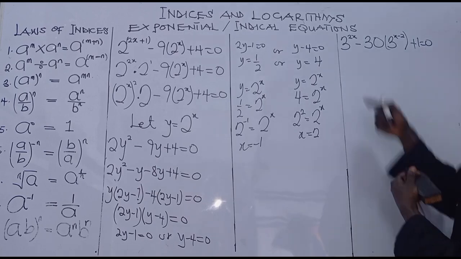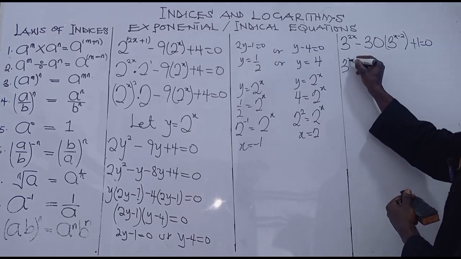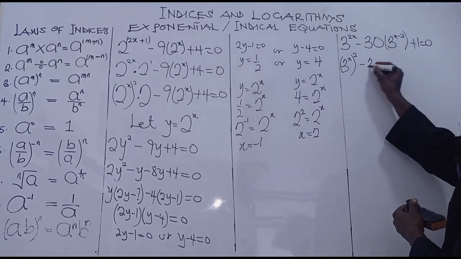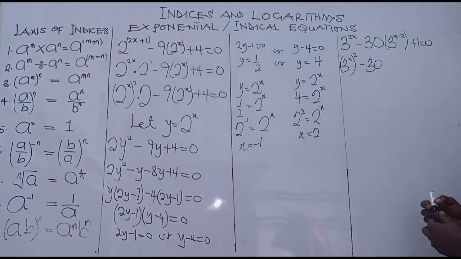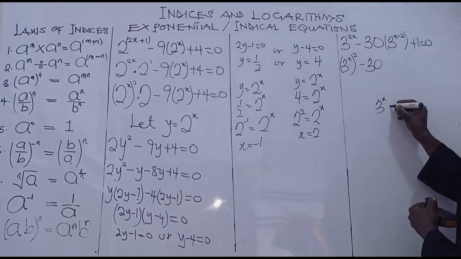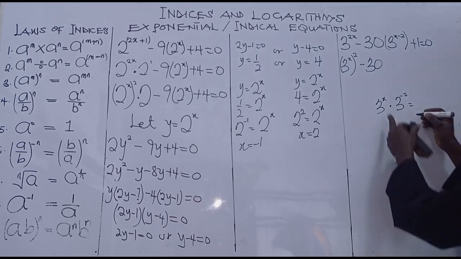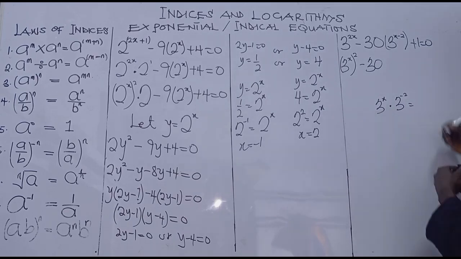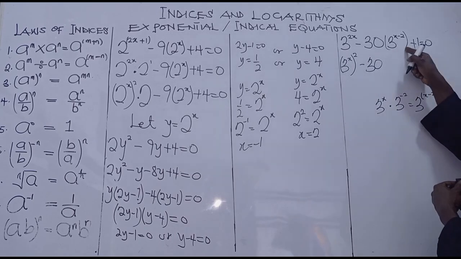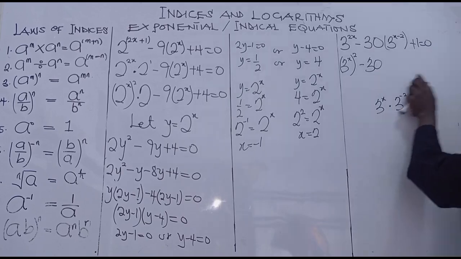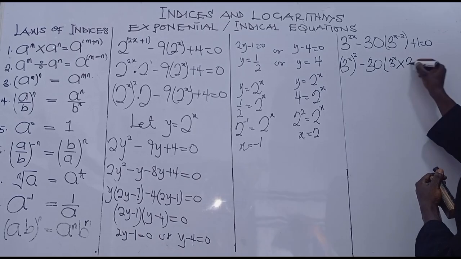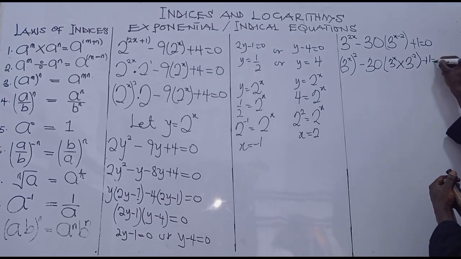Applying the power law, we can write the whole of this as 3 raised to the power x all raised to the power 2. And then we have minus 30. Applying the multiplication law, we can write this as 3 raised to the power x multiplying 3 raised to the power minus 2. Because when you apply the multiplication law on this, we are going to have 3 raised to the power x minus 2, and we are back to the same thing. So we are going to write this as 3 raised to the power x multiplying 3 raised to the power negative 2 plus 1 is equal to 0.